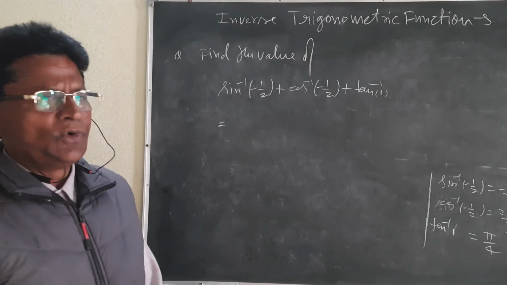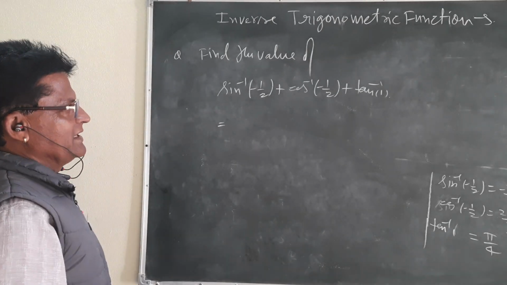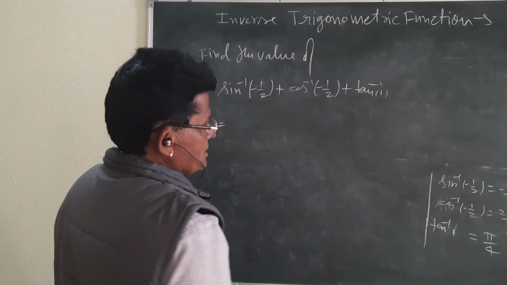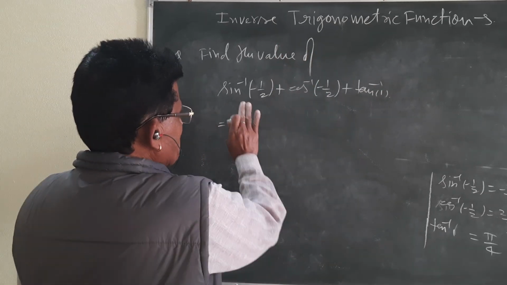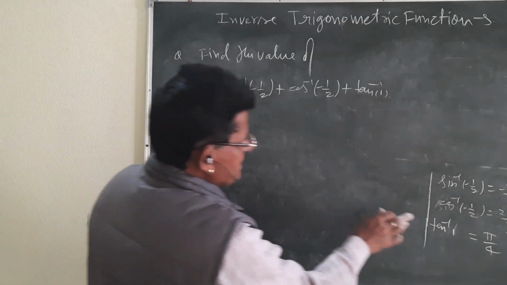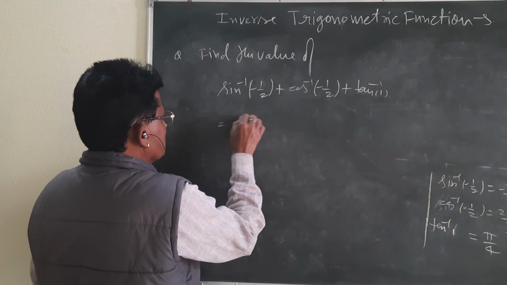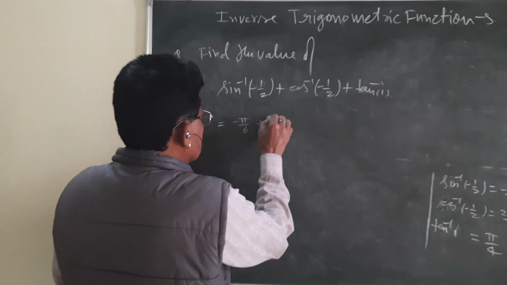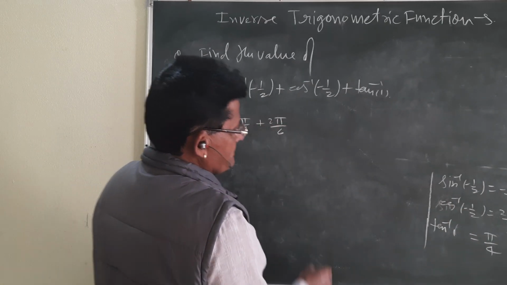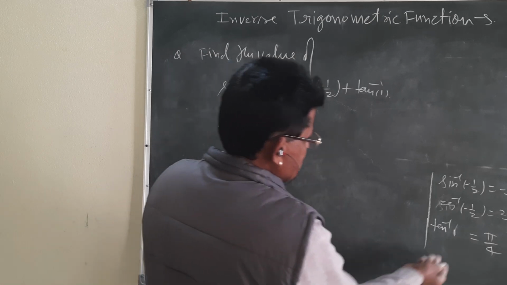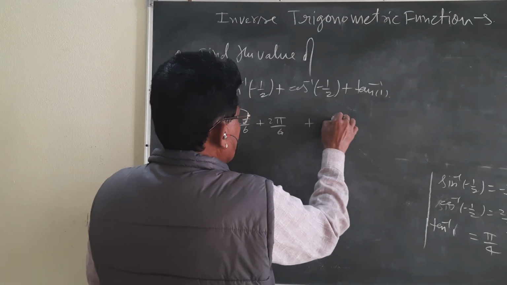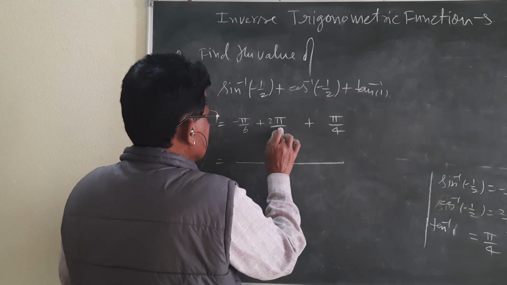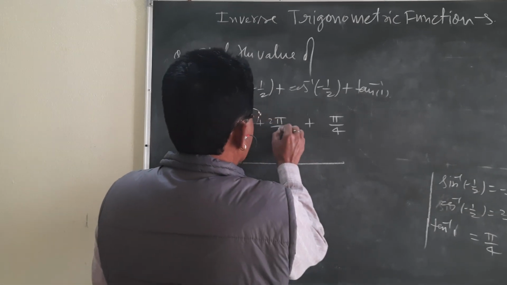And already I told you that we have already discussed this value, and this value also, and this one. All three values we already discussed. What value did we get for sin inverse minus 1 by 2? That is minus pi by 6. And the value of cos inverse is plus 2 pi by 3. And next, for tan inverse, that is pi by 4. Okay, you try to get it, that is pi by 3.